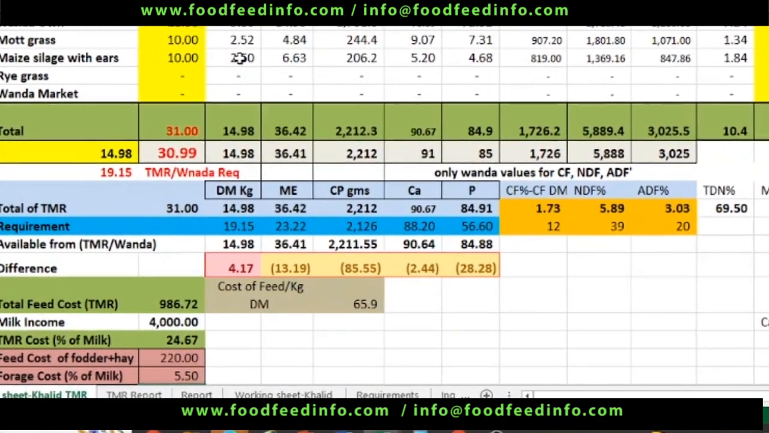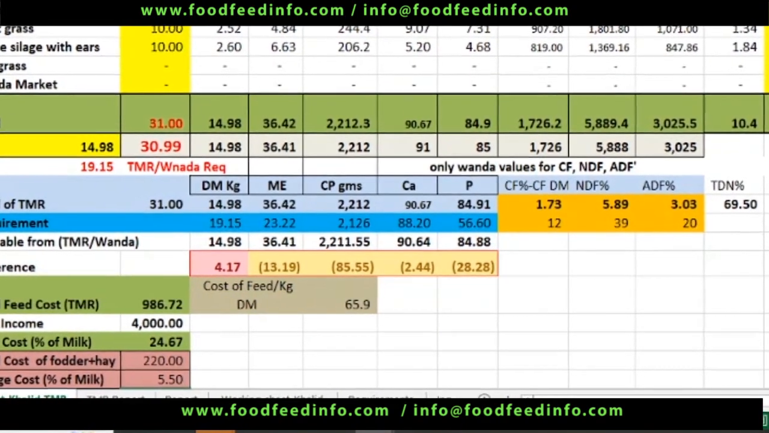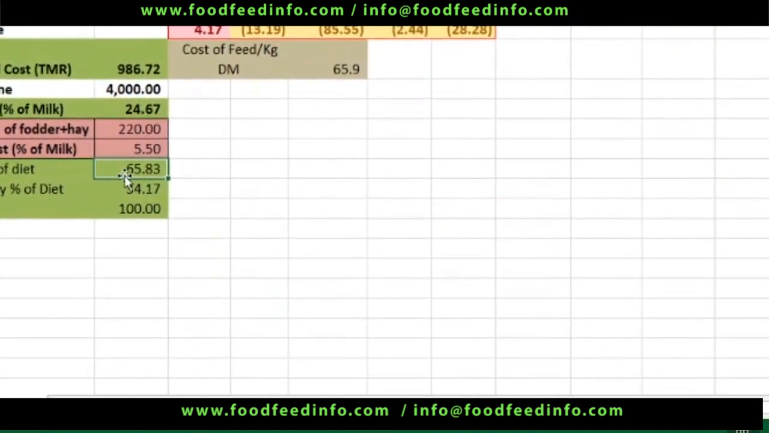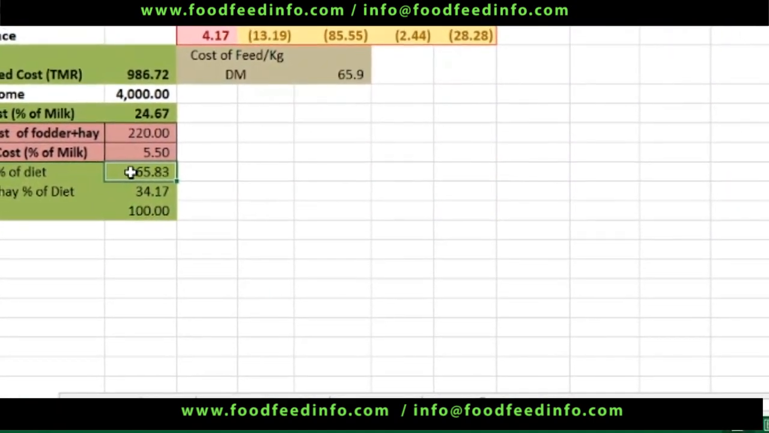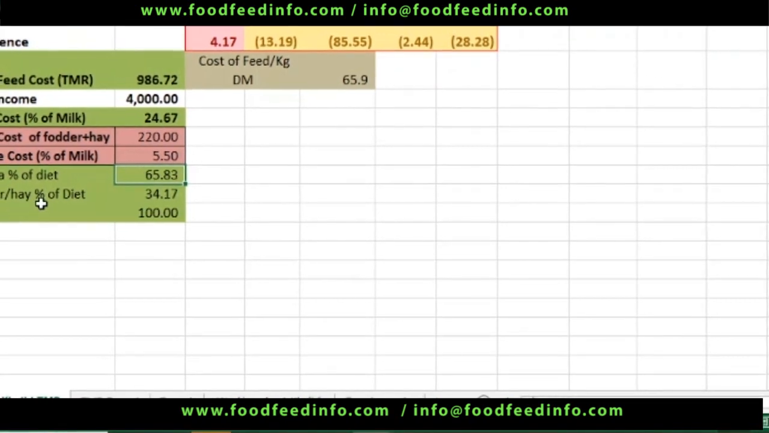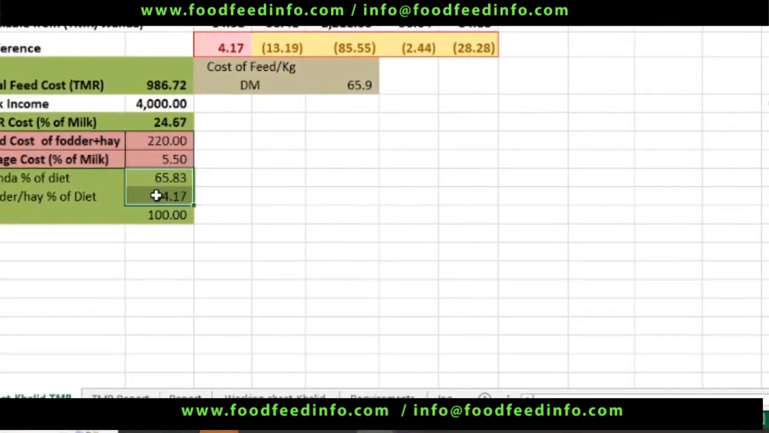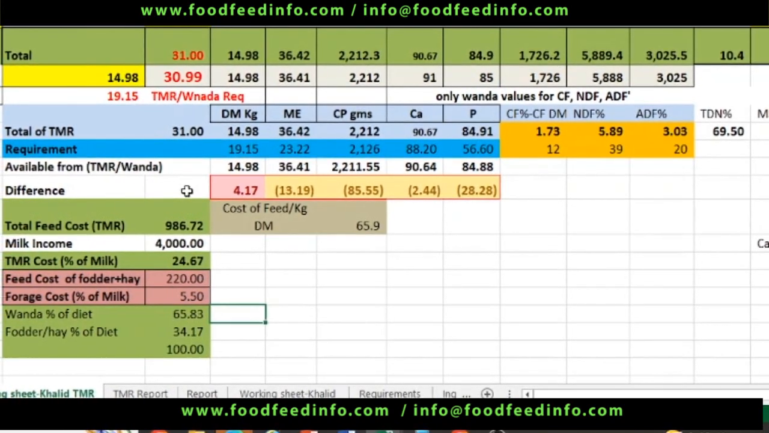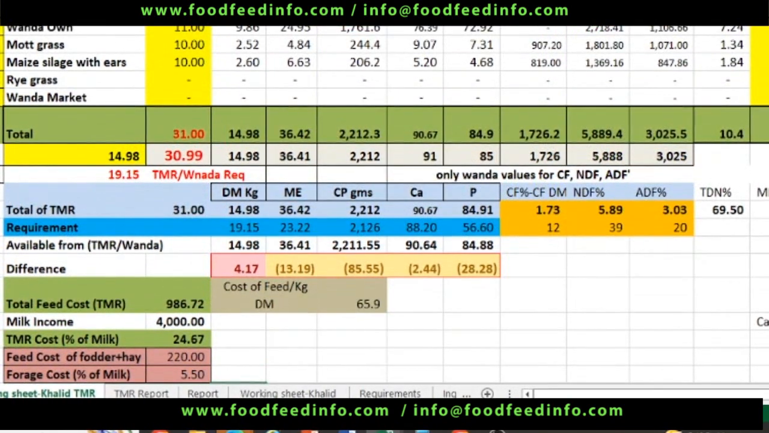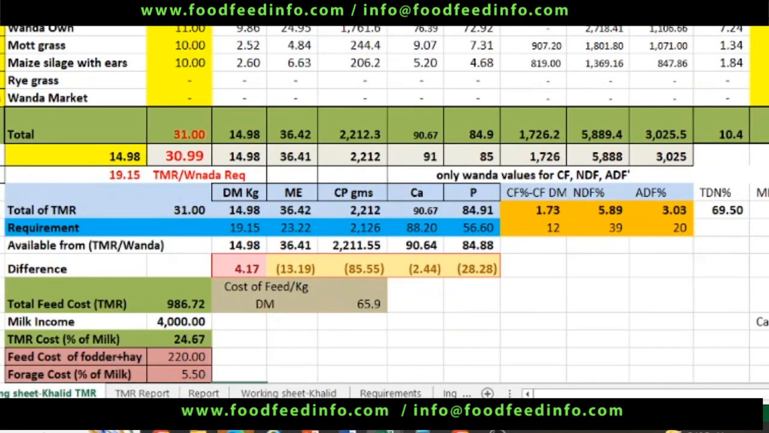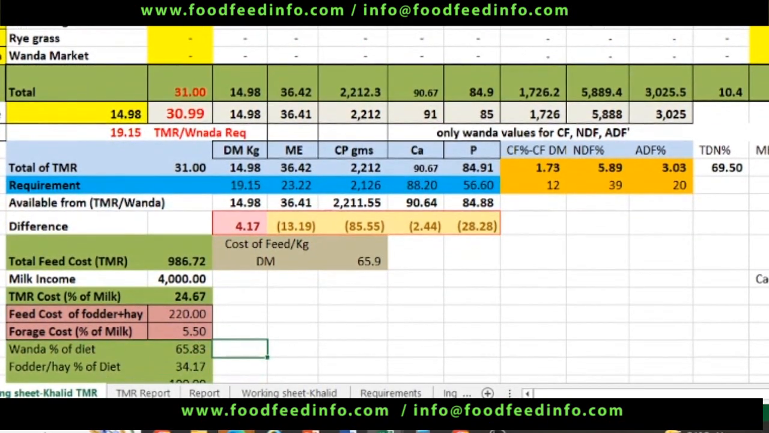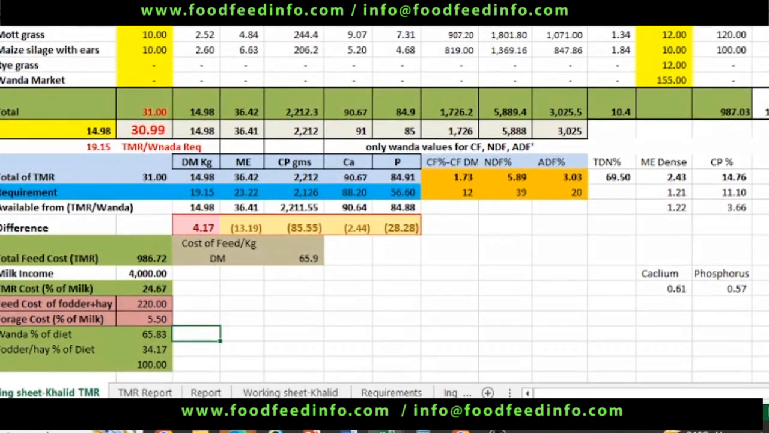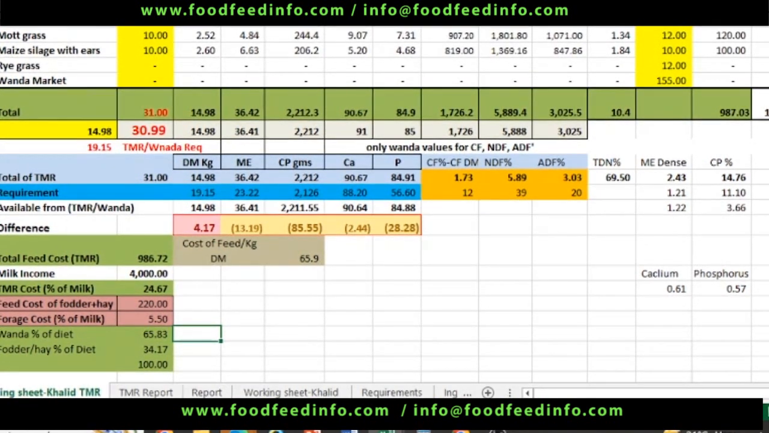Then you have malt grass and maize silage with ears. So these values are on dry matter basis. Now look at this. Here you will get the value of the Vanda as a percent of the total diet, then fodder or hay as a percent of the total diet. So you can manage your ratio by looking at these values. This would help you to make a ration with appropriate concentration of roughage and concentrate.